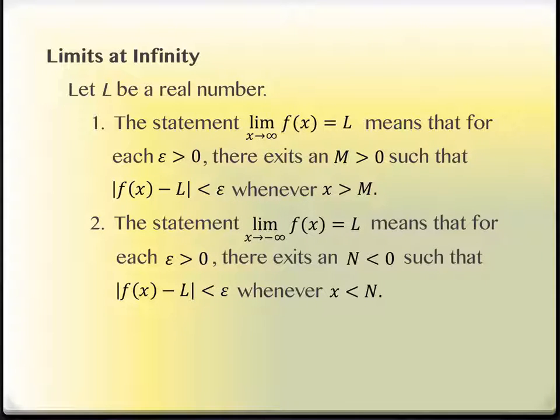So limit at infinity: let L be a real number. The statement, the limit as x approaches infinity of f of x equals L, means that for each epsilon greater than 0, there exists a capital M greater than 0, such that the absolute value of f of x minus L is less than epsilon whenever x is greater than M. It should look really familiar. I'm not going to make you memorize this one. Okay, so just write it down and then I'll explain what it's saying.